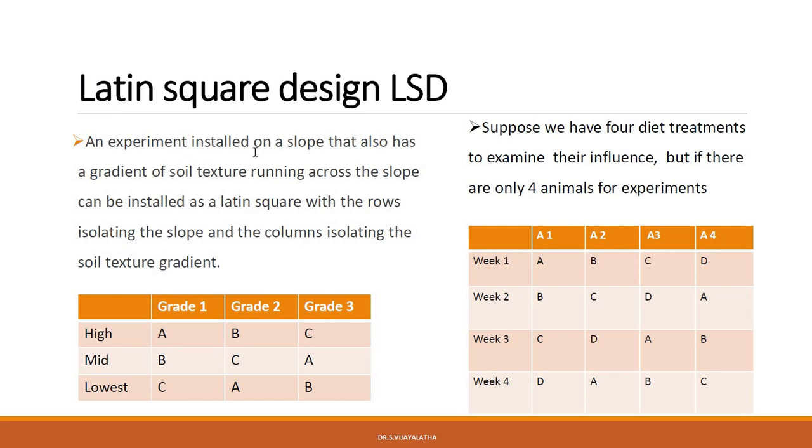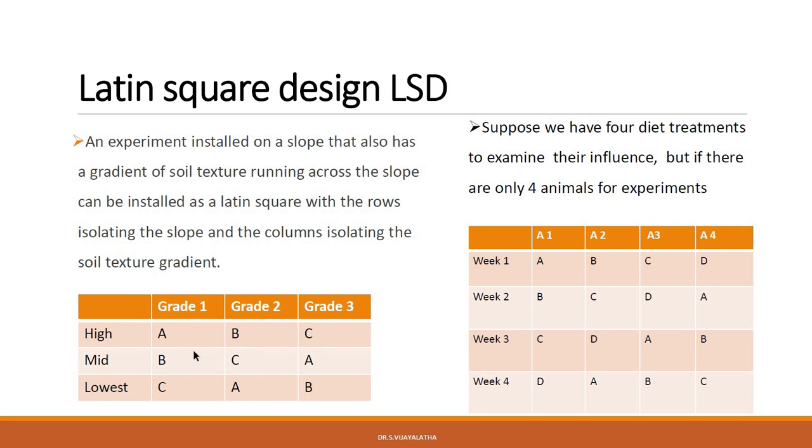Suppose we have to do an experiment with plants on a field of land that is a slope. So the slope may contribute to a variation. And there is also a gradient of soil texture which can also contribute to variation. So simultaneously we have to eliminate 2 sources of variation. So here as rows we have put the slope, which we have classified into highest part, mid part and lowest part of the slope, and the soil texture again we have been able to put as grade 1, grade 2 and grade 3.